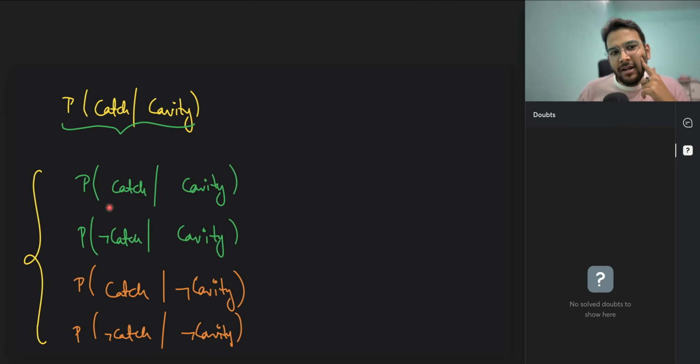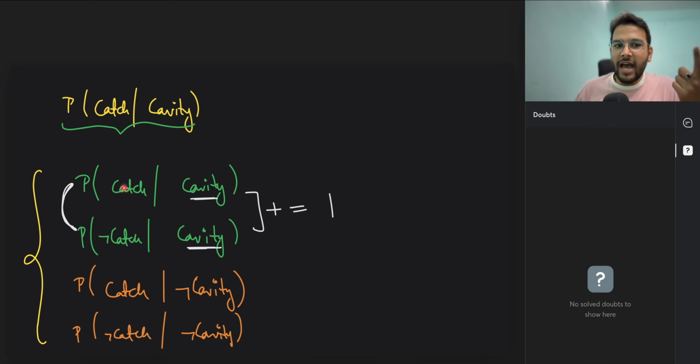Don't you think if I add these 2 values, that will sum up to 1? Yes or no? Because it is given to you that cavity is there. Now, having a catch or not, if you add these 2 values, definitely they will sum up to 1.